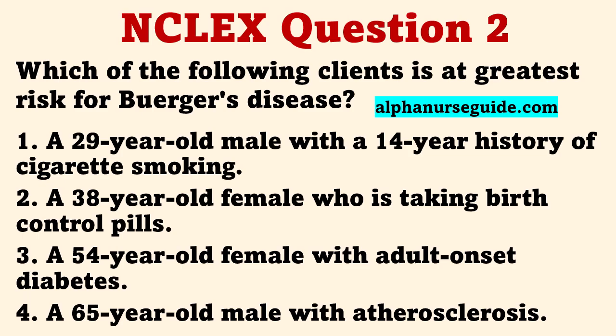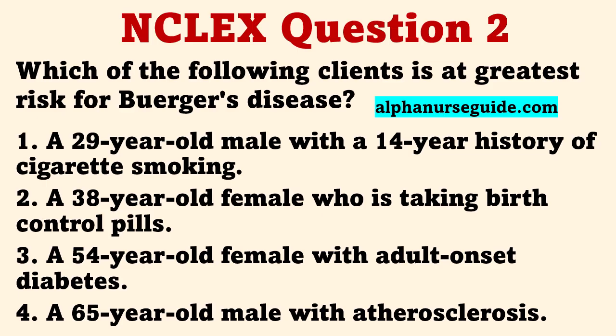Which of the following clients is at greatest risk for Buerger's disease? 1. A 29-year-old male with a 14-year history of cigarette smoking. 2. A 38-year-old female who is taking birth control pills. 3. A 54-year-old female with adult-onset diabetes. 4. A 65-year-old male with atherosclerosis.